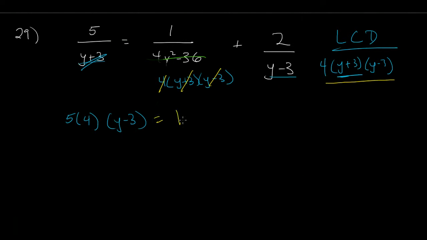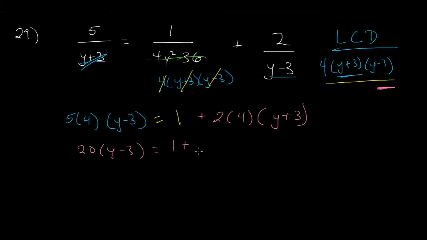Alright, and in pink I'm going to do plus 2 over y minus 3. The y minus 3's cancel, and I'm left with 2 times 4 times y plus 3. So this is 5 times 4 is 20 times y minus 3, and that's equal to 1 plus 2 times 4 is 8 times y plus 3. Now I distribute. 20 times y is 20y. 20 times negative 3 is minus 60 equals 1.